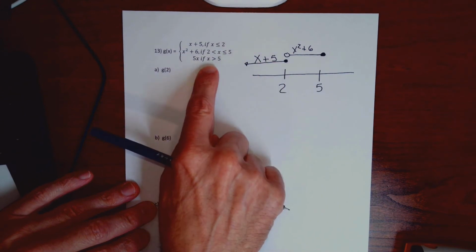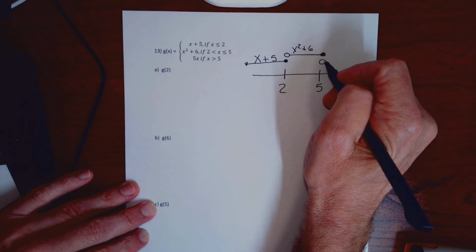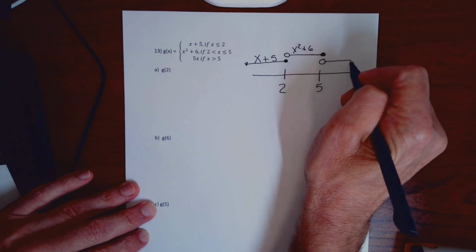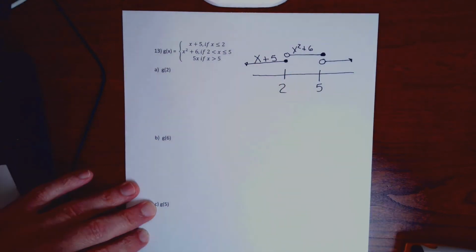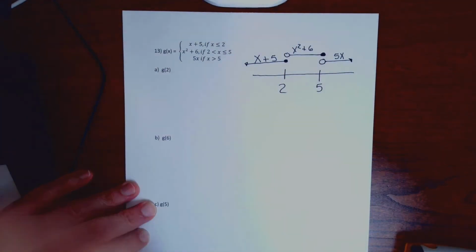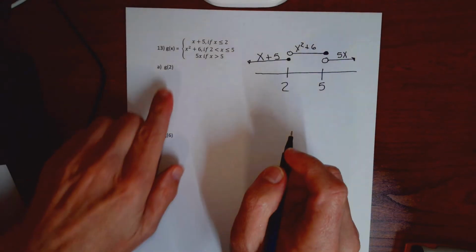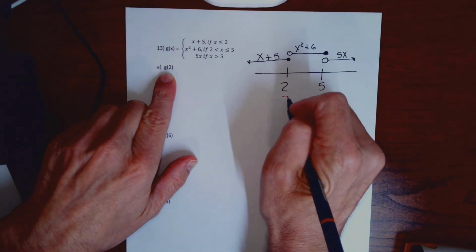The last function goes when x is greater than 5. x greater than 5 is represented by an open circle on 5 and an arrow that goes off to the right. So I have 3 separate functions, and depending on the number I'm asked to plug in for x, I'm only allowed to plug it into one of the functions. So all I'm going to do is take the number that I'm asked to evaluate and inspect.